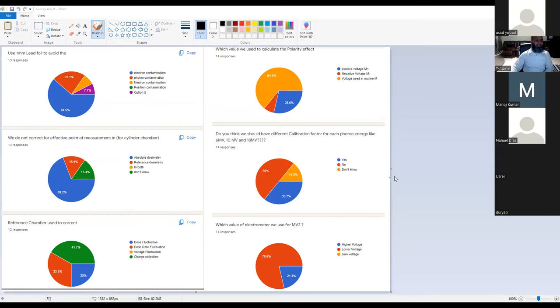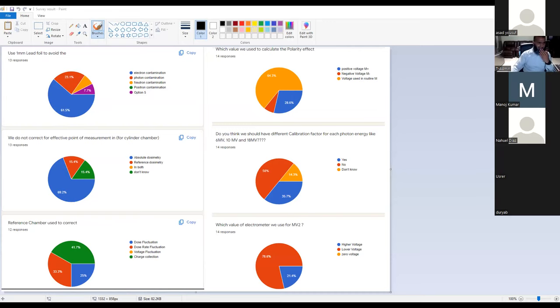Most of the people know that the use of the 1 millimeter lead actually reduces the electron contamination. That's good. This is normally in the TG51 protocol, if you're using TG51. But if you're using TRS-398, you don't need to correct it, because in TRS-398 they don't use the PDD method. They use the TPR method, which I have explained in my presentation. So you can put your chamber at 10 centimeters and your SAD will remain constant. Then you put the chamber at 20 centimeters, but your chamber still remains at the isocenter of the machine. Then you take these two readings and compute the TPR 20,10 ratio, which gives you the beam quality of the machine.